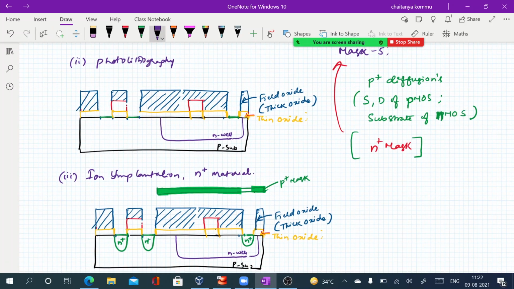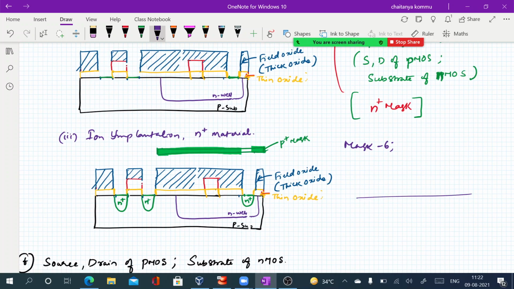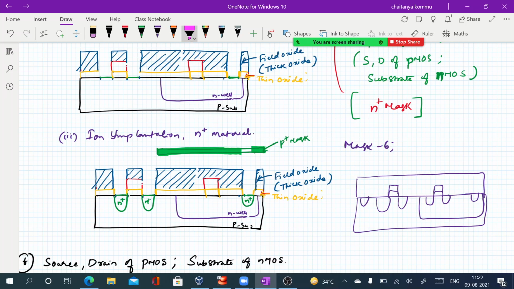Next mask is mask number 6. Therefore the contact cuts are required. For example, everything is formed here. We have a gate, a polysilicon, a source, a drain, and a substrate, and the well is also here. After completion of this, we have to cover the entire region with the field oxide. The entire region must be covered with field oxide.